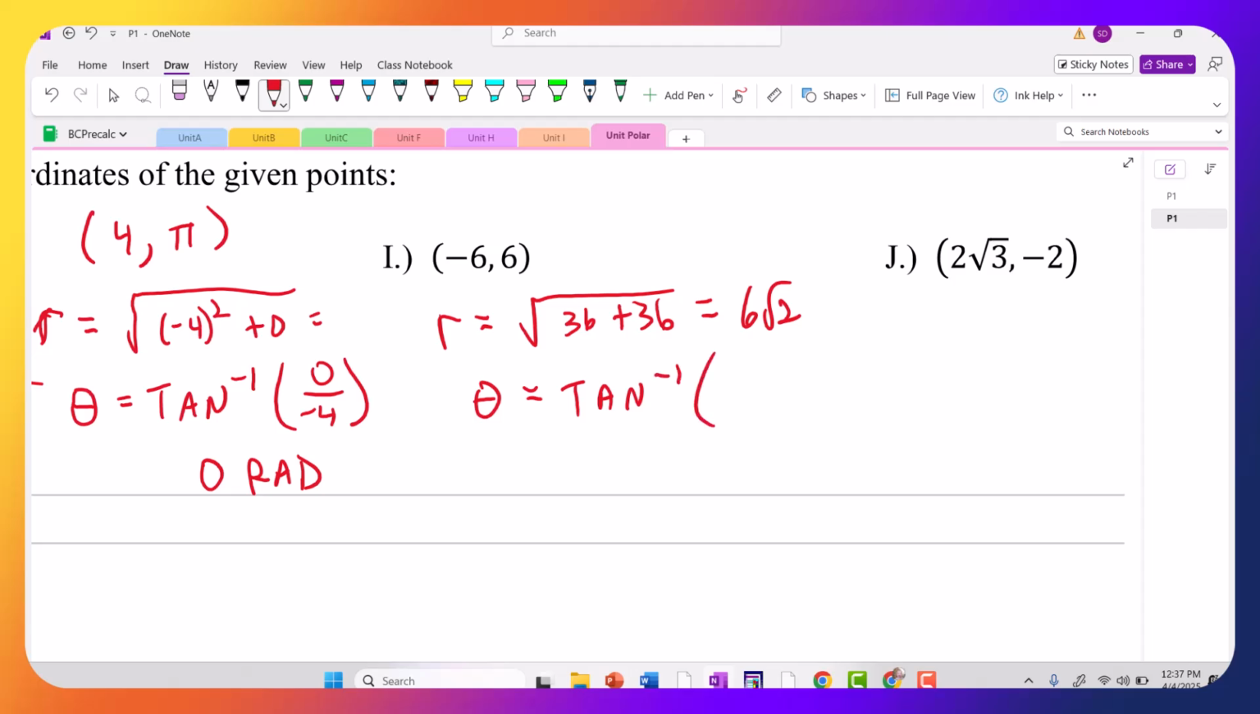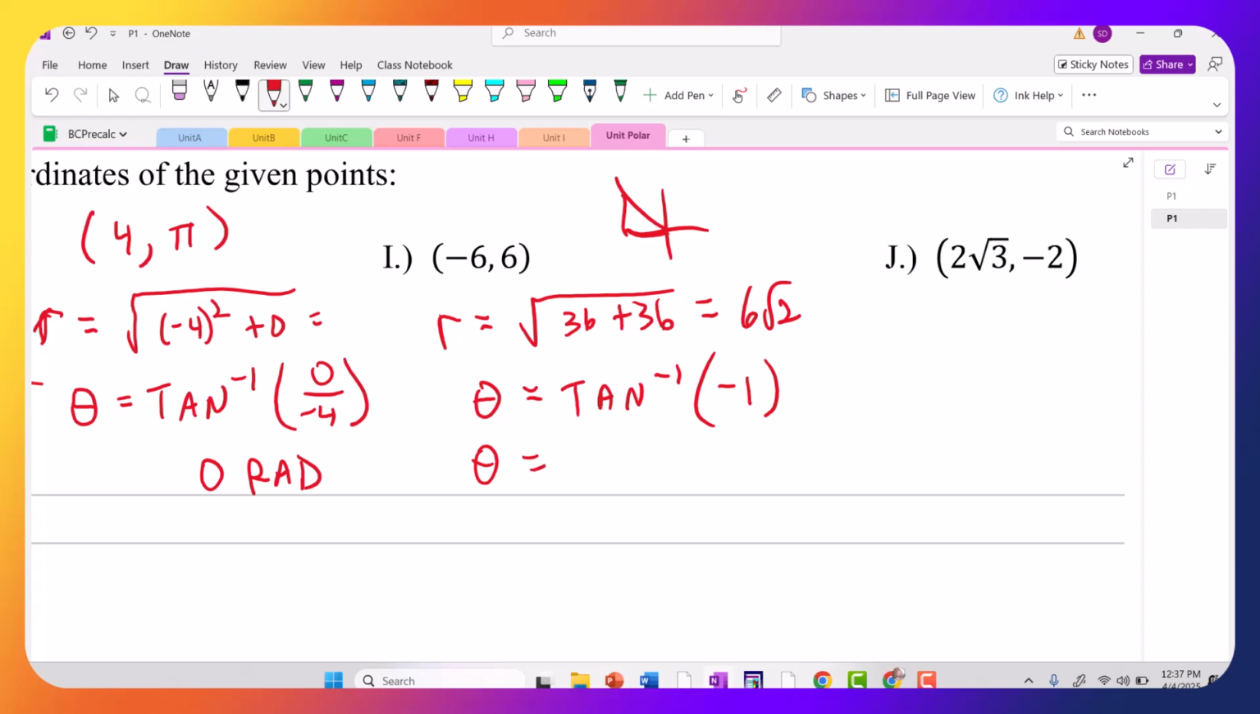Inverse tan of, what's 6 over negative 6? Negative 1. What kind of angle measure is that? 45. But what quadrant? You got to graph it. Negative 6, comma 6. What quadrant are we in? 2.